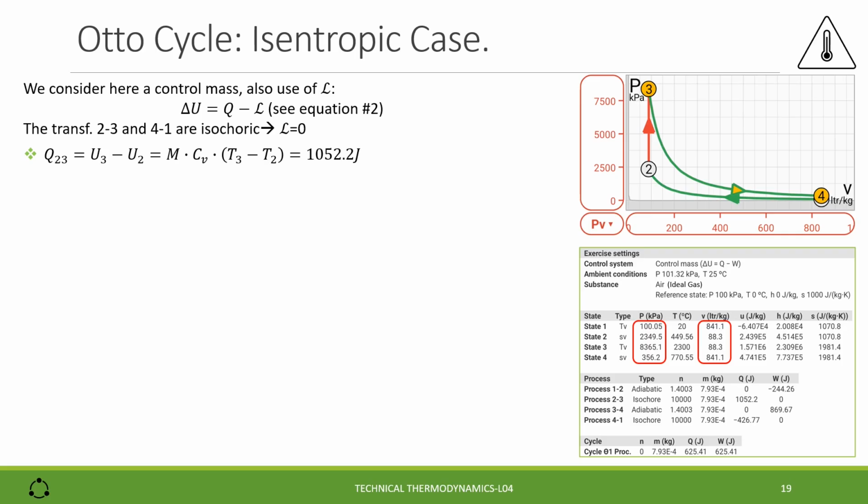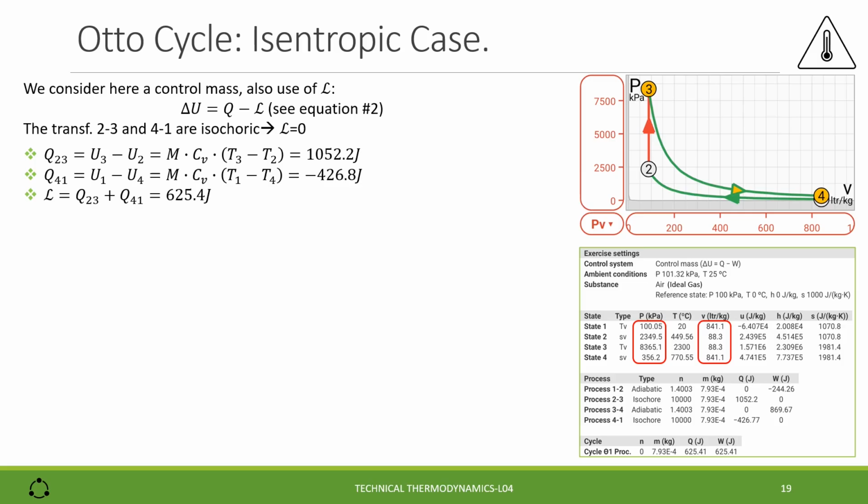The Q of the transformation 2-3 is capital U3 minus capital U2, that is capital M times Cv times (T3 minus T2), 1052.2 joules. In the same way, we calculate the Q of the transformation 4-1, and we obtain negative 426.8 joules. The thermodynamic work of the cycle is the sum of the works of all the transformations, or we can calculate it as the sum of the heats of all the transformations.